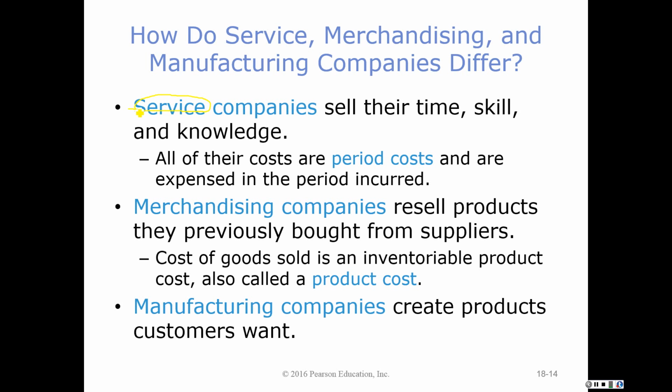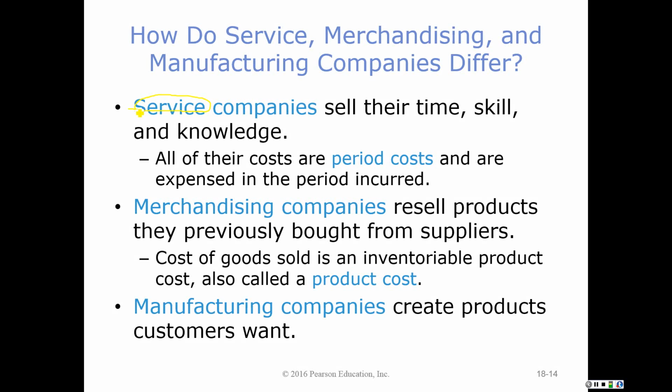And so most of the costs that take place in a service organization are considered period costs, and they are expensed in the period that they actually take place. So on our income statement, we have sales of our services, and we have the expenses that were tied to those services.